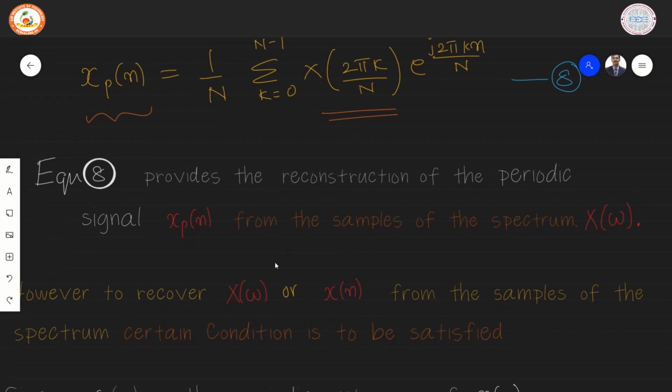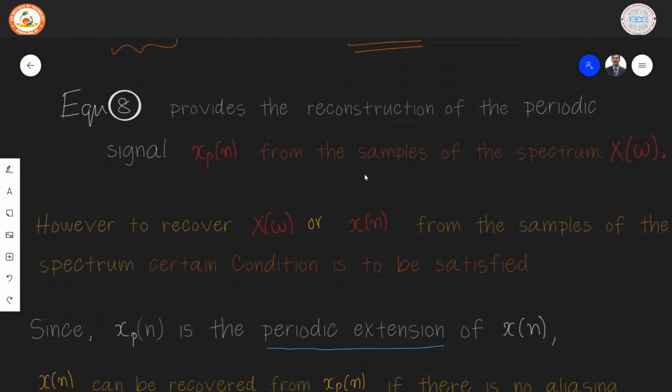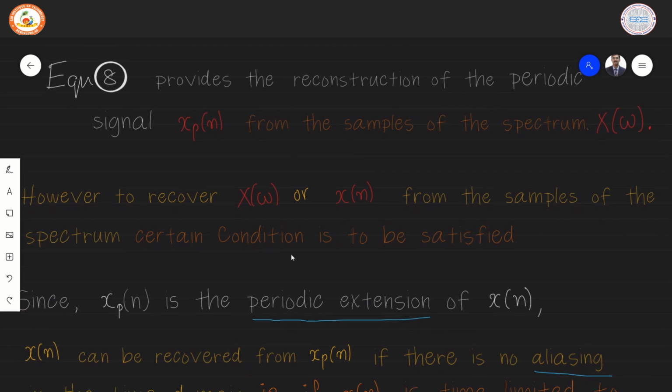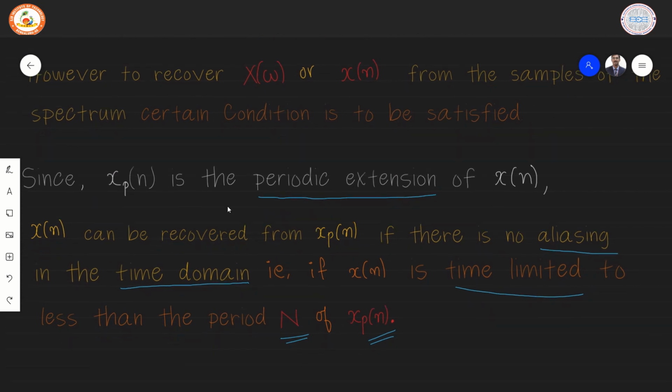For the recovery of X of omega or x of n from the samples of the spectrum, there are some conditions to be satisfied. What are these conditions? As we are aware, xp of n is the periodic extension of x of n. Therefore, x of n can be recovered from xp of n if there is no aliasing in the time domain. That is, if x of n is time limited to less than the period capital N of xp of n. So since we have replicas inside xp of n, provided there is no overlapping between the replicas, you can recover it.